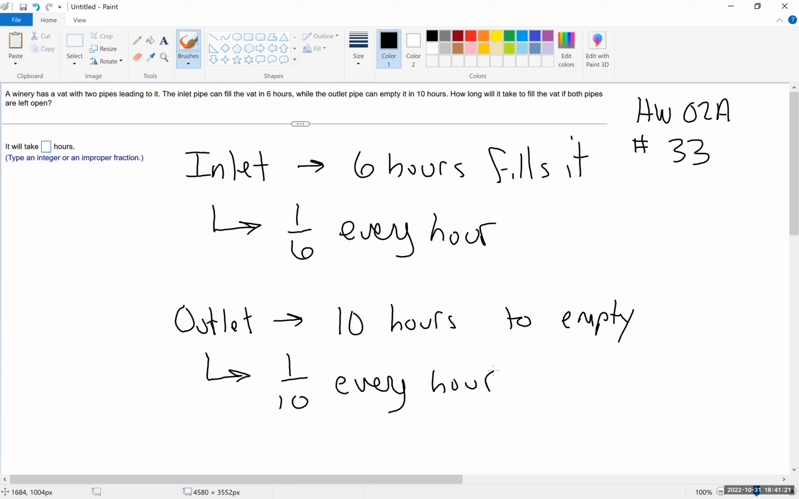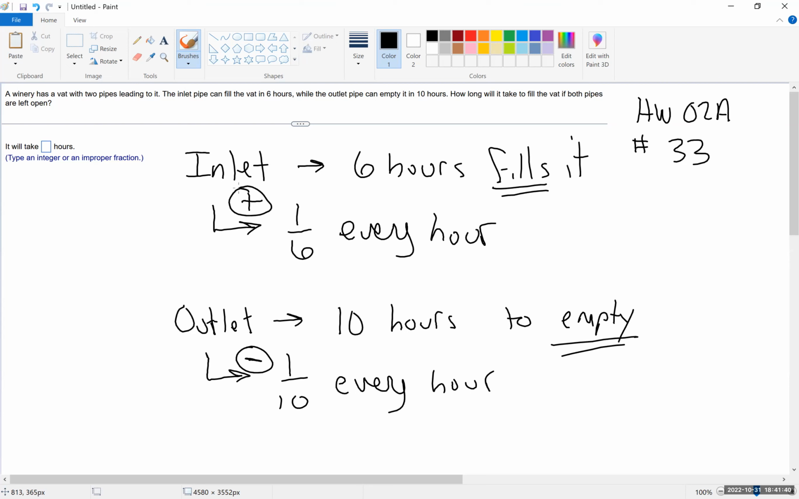That's how much it's emptying, though. This is emptying, and this is filling. This is positive. This is negative. Okay. I am really regretting doing this problem because there's not going to be one where it's positive and negative. They're both going to work together on the exam, but that's okay.